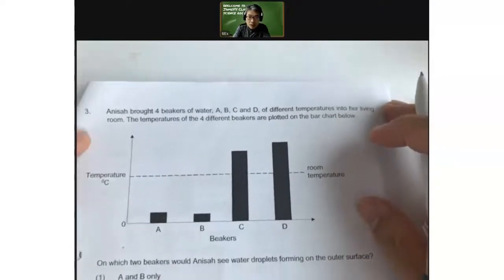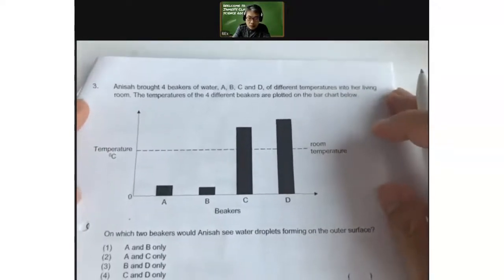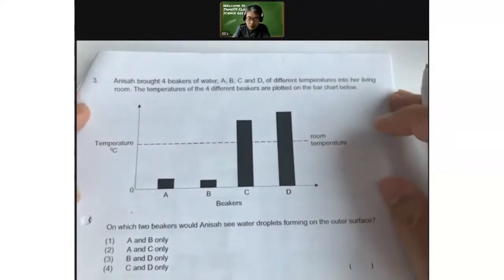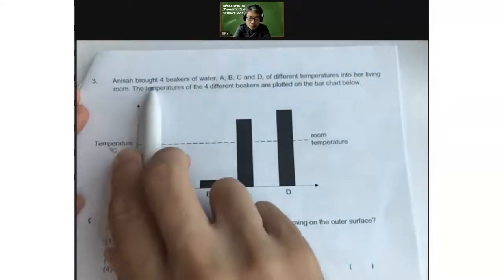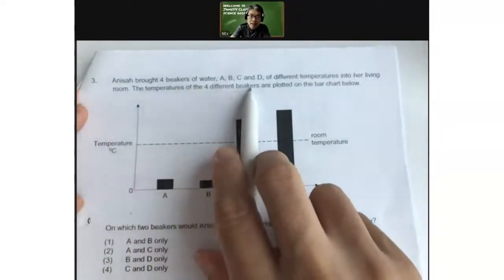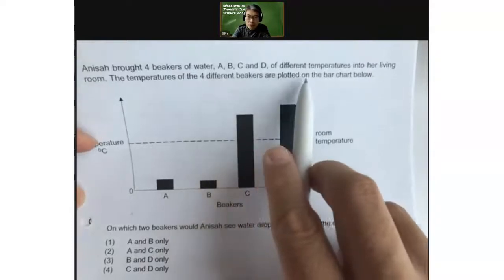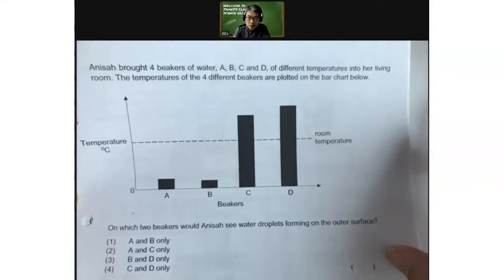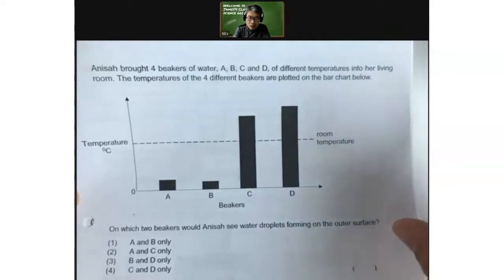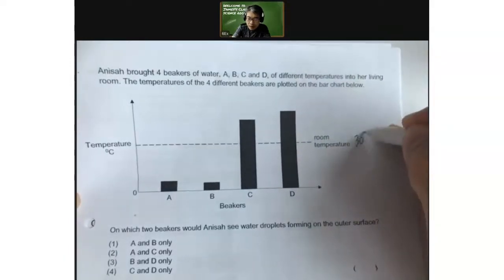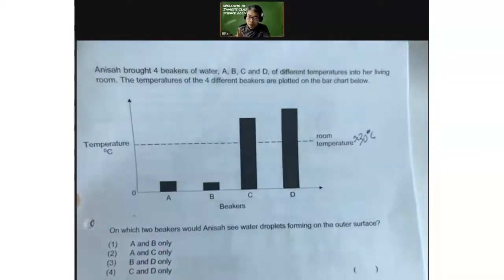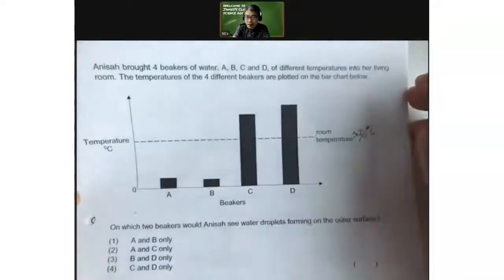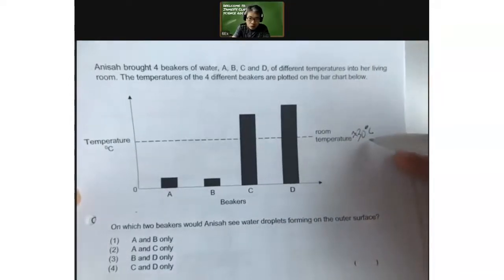In this question, we're revising again something about the water cycle, about condensation. Now, Anissa brought 4 beakers of water, A, B, C, and D, of different temperatures into her living room. The temperatures of the 4 different beakers are plotted on the bar chart below. Now, room temperature is roughly 30 degrees Celsius. It may not be 30, but I've just used a random average number that is quite likely to be a classroom temperature.